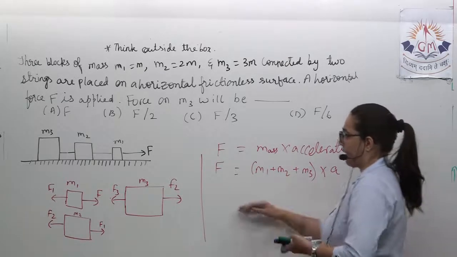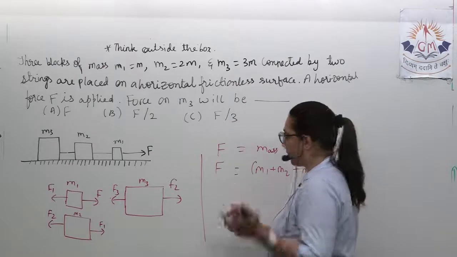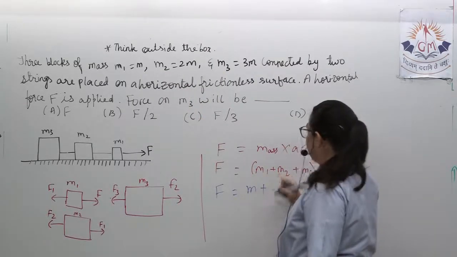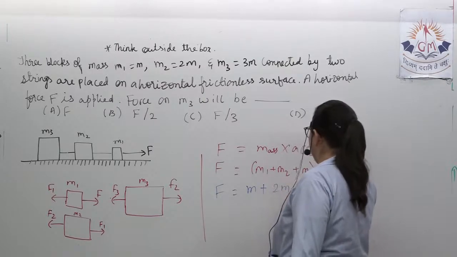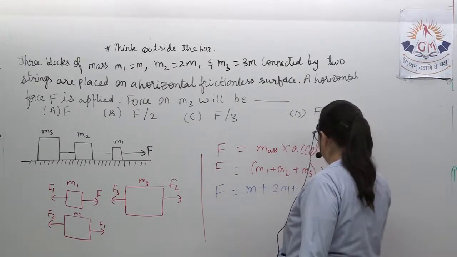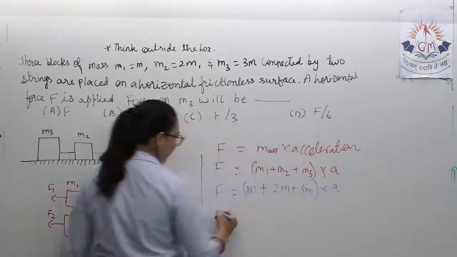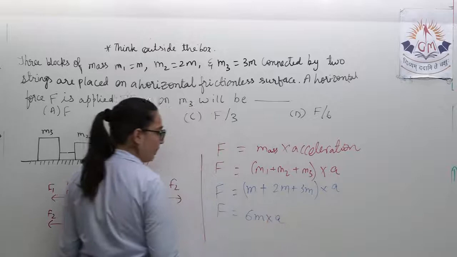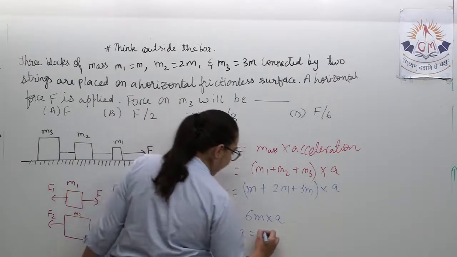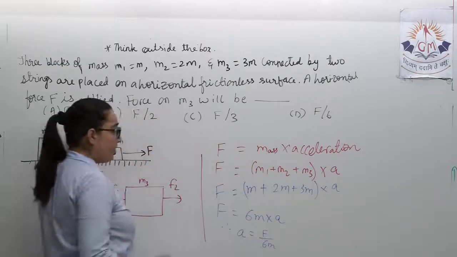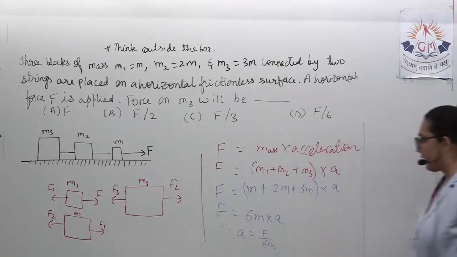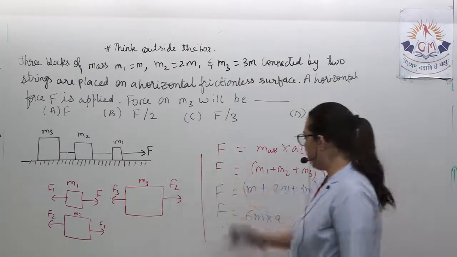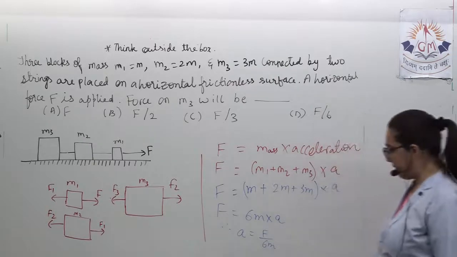So what is the force over here? F is equal to, what is m1? It's only m. m2, 2m. m3, 3m, into acceleration. So F is equal to m plus 2m, 3m, 3m plus 3m, 6m, into acceleration. Therefore, acceleration is F upon 6m. That is the constant acceleration which is exerted. So here the total force is F and acceleration is F by 6m.